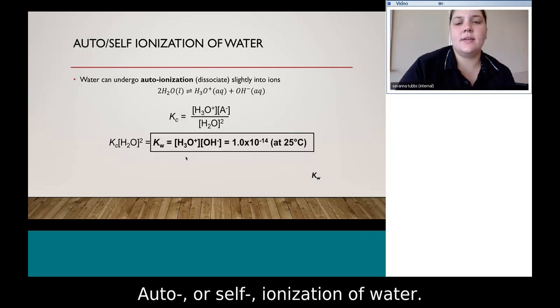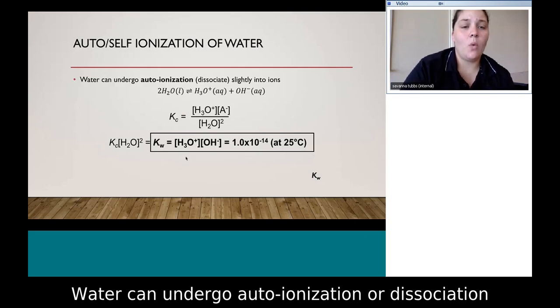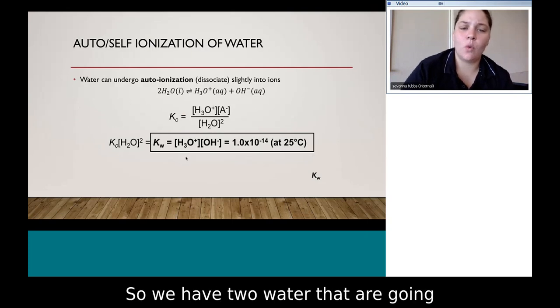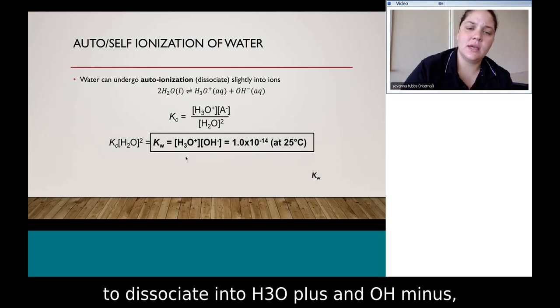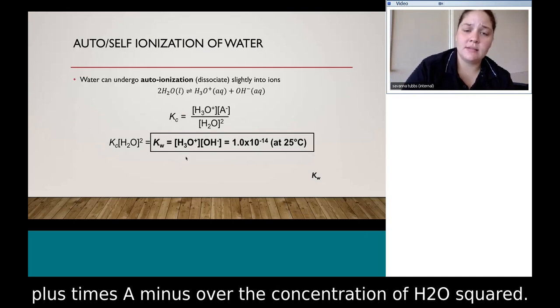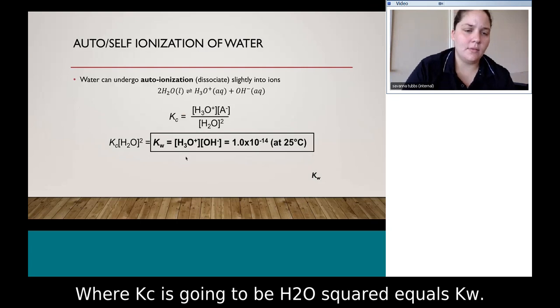Auto or self-ionization of water. Water can undergo auto-ionization or dissociation slightly into ions. So we have two waters that are going to dissociate into H3O plus and OH minus, where our Kc is going to be the concentration of H3O plus times OH minus over the concentration of H2O squared, where Kc times H2O squared equals Kw.